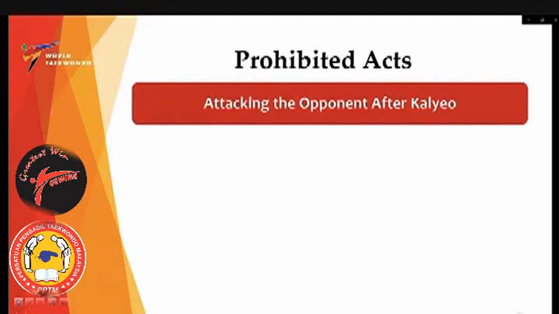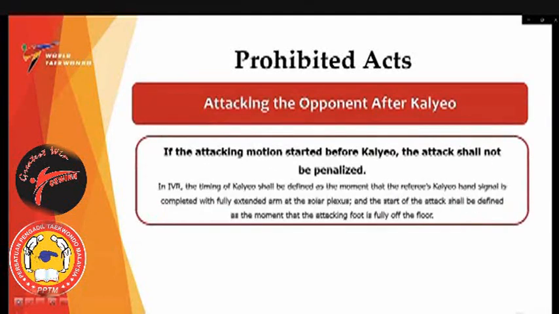Attacking the opponent after a kallyo. For this one, if the attacking motion started before kallyo, then the attack shall not be penalized. What we define as kallyo is when the referee has completely, fully extended their arm at the solar plexus level. When the arm is still bent, this is not kallyo. It's when the arm is fully extended at the solar plexus level.